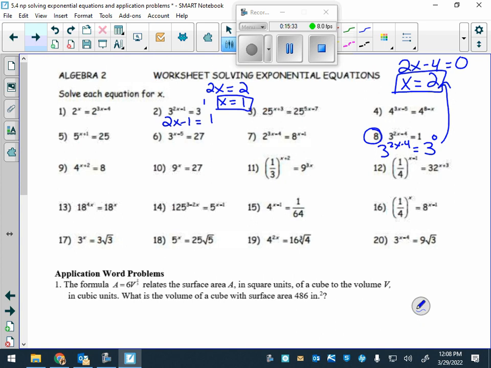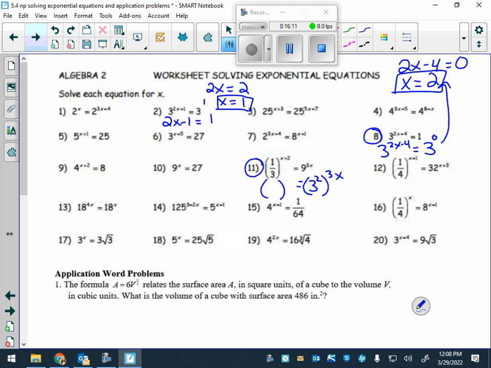Right? If you look at number 11, you always want to deal with whole number bases. Okay, you have 1/3 to the x plus 2 equals 9 to the 3x. 1/3 and 9 have what base in common? 3. Okay, good. So we could rewrite 9 as what? 3 to what power? Squared. Good. Okay. How would I rewrite 1/3?